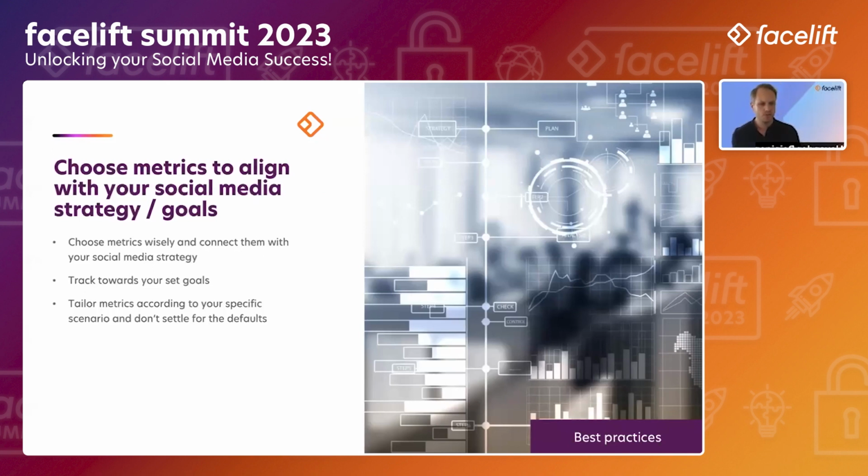Choose the metrics to align with your social media strategy and goals. What we see a lot now is goal tracking, right? If you have certain goals in your social media strategy, we give you ways to track how far along you are towards these goals. Really choose the metrics that tie in with your strategy. I think it's wrong to just go with any standard metrics because everyone's using them. If your strategy is more focused on brand awareness and engagement, then there are certain metrics. If you are focused more on driving conversions, there are other metrics, right? So I think it's very important to stay very close to your strategy when choosing metrics.